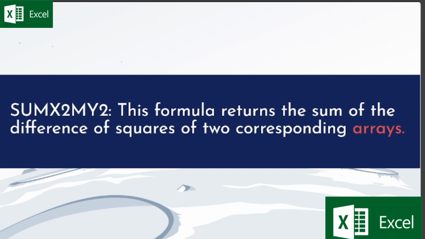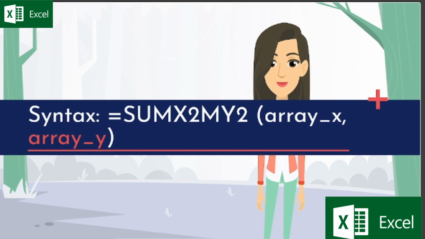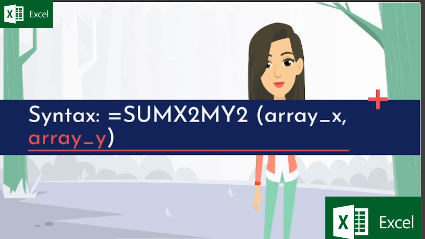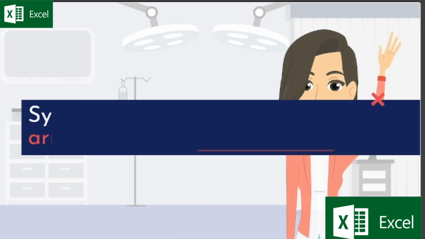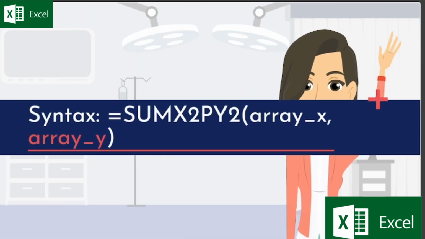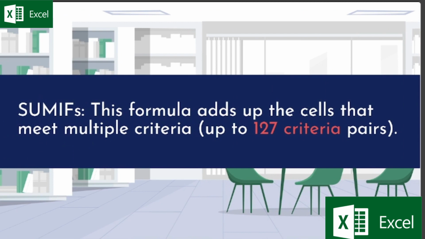SUMX2MY2. This formula returns the sum of the difference of squares of two corresponding arrays. Syntax: equals SUMX2MY2(array_x, array_y). SUMX2PY2. This formula returns the sum of squares of two corresponding arrays. Syntax: equals SUMX2PY2(array_x, array_y).